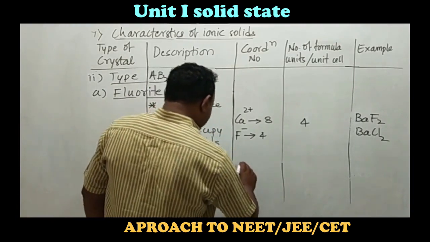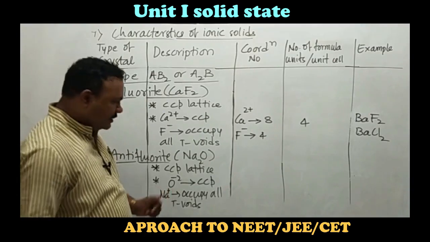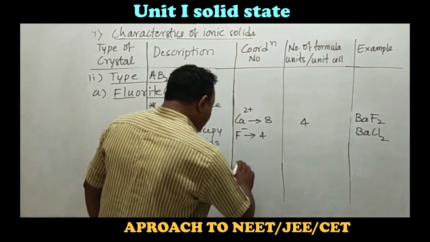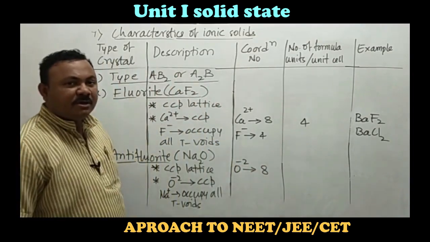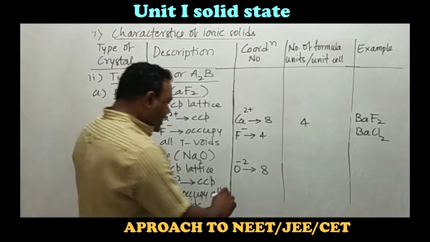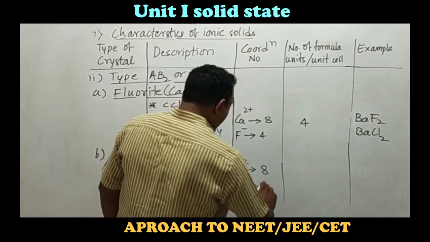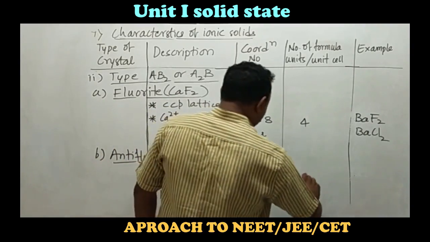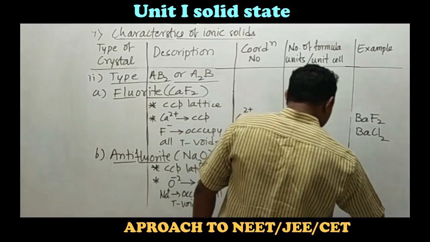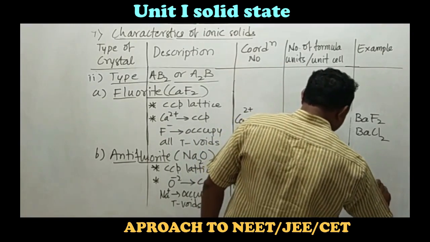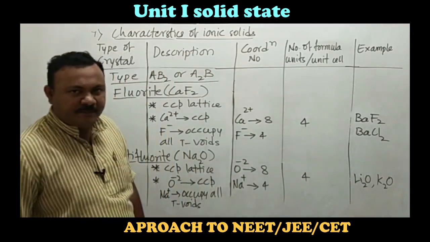Coordination number with respect to Na+ and O2-. Each O2- ion is in contact with 8 Na+, therefore coordination number for O2- is 8. Each Na+ ion is in contact with 4 O2-, therefore coordination number is 4. Number of formula units is once again 4. Examples: lithium, potassium oxides, Li2O, K2O, etc.